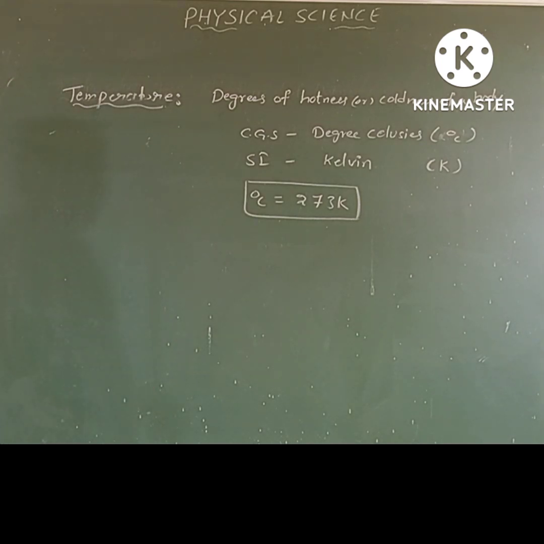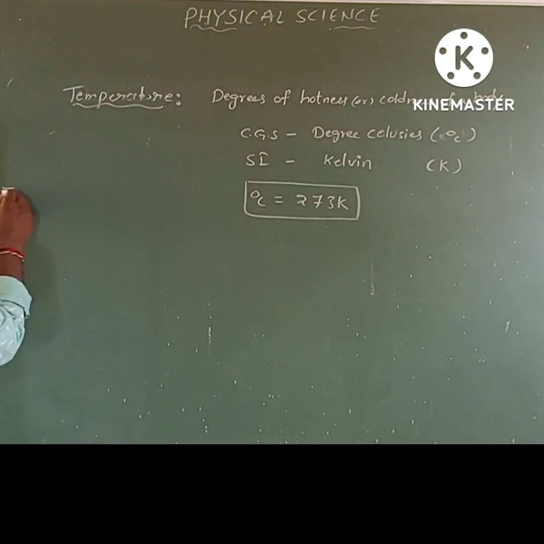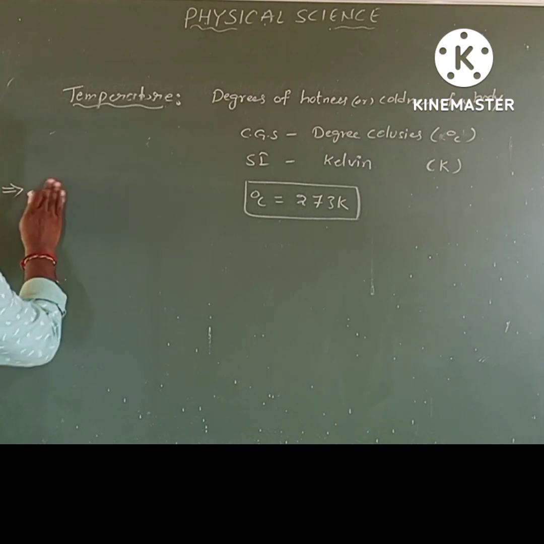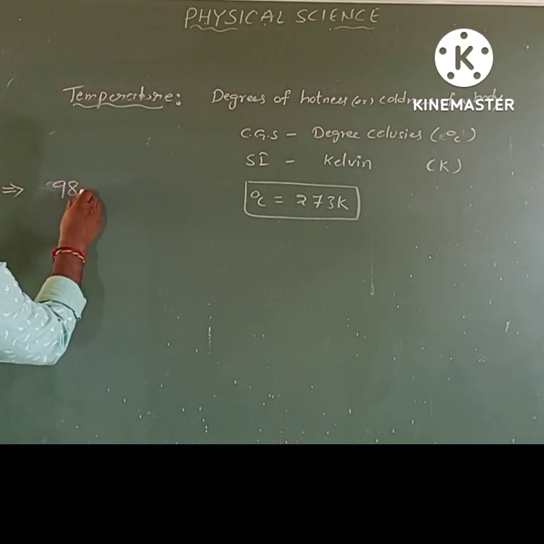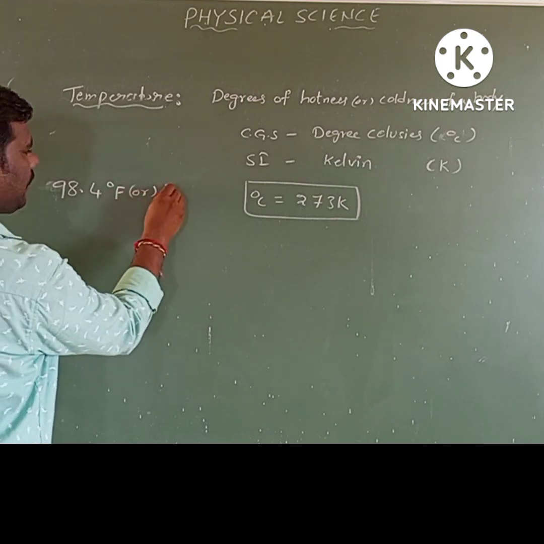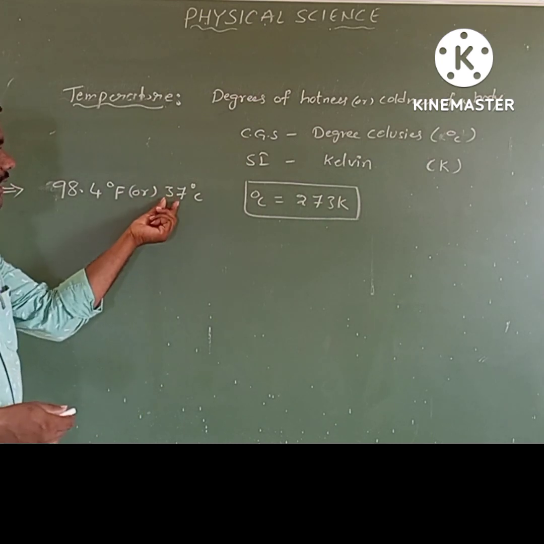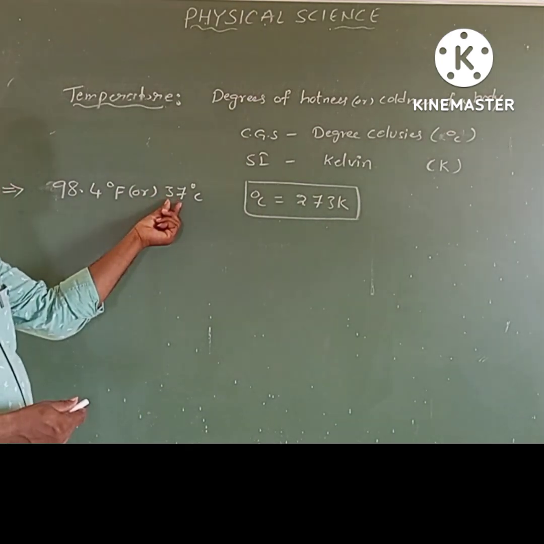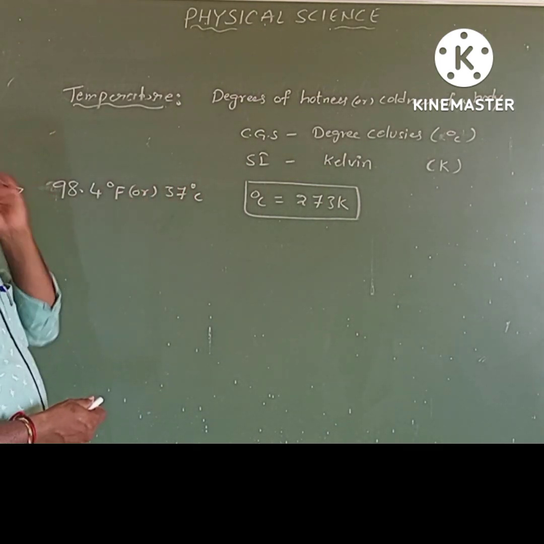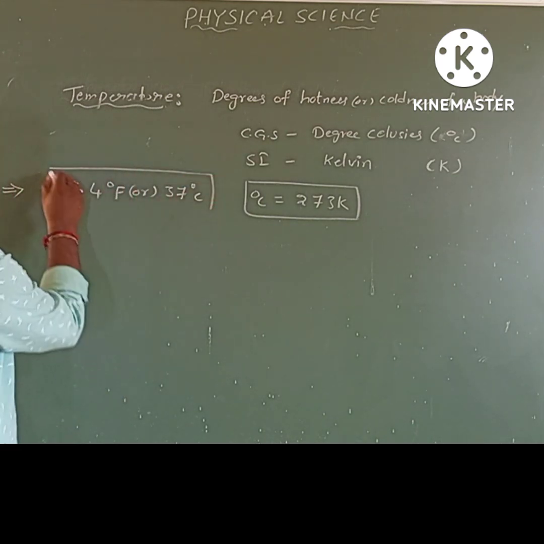Next, what is the human body temperature? Human body temperature is normally 98.4 degree Fahrenheit, or nearly equal to 37 degree Celsius. That means 36.8, but we can take the round figure 37. So this is the human body temperature.